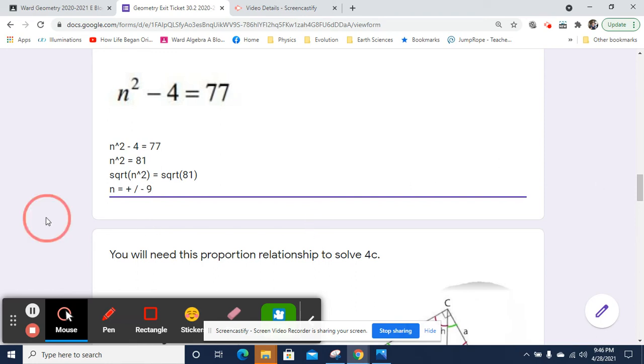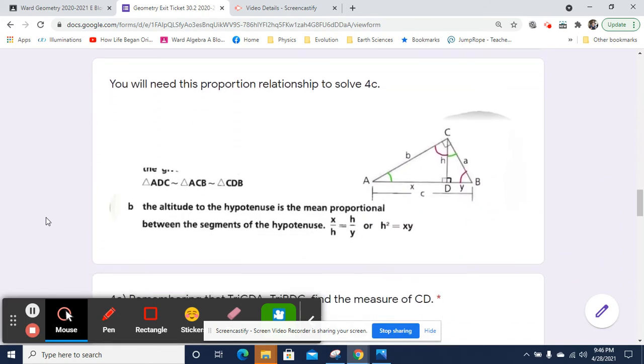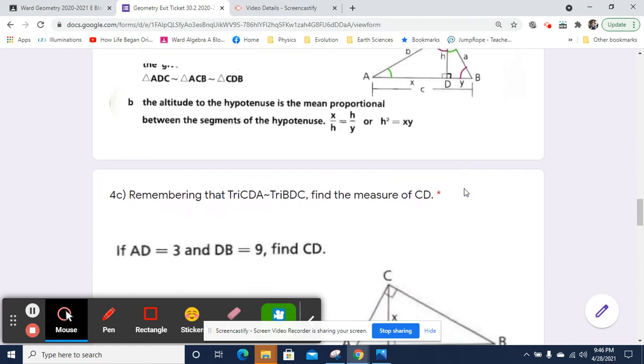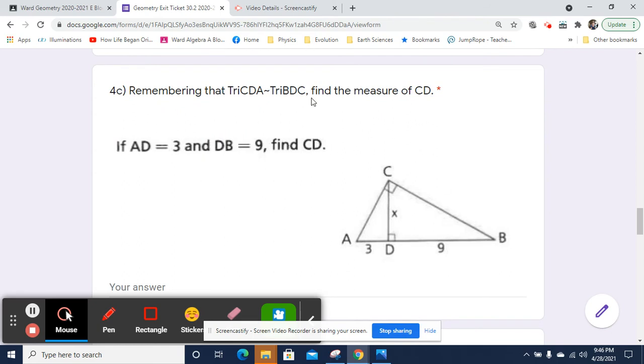Okay, let's take a look at one more here. I've reminded you of this proportional relationship: x is to h as h is to y, which means that h squared will equal x times y. So let's look at this triangle. Remembering that triangle CDA is not congruent, but similar to triangle BDC, CD is to DA as BD is to DC.